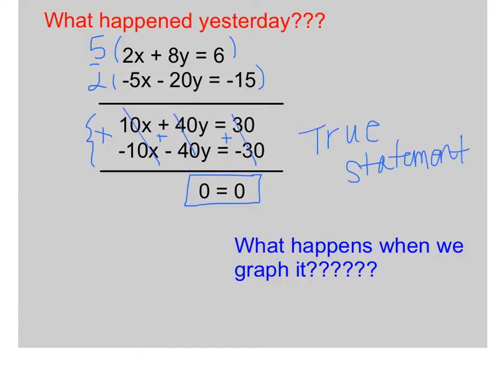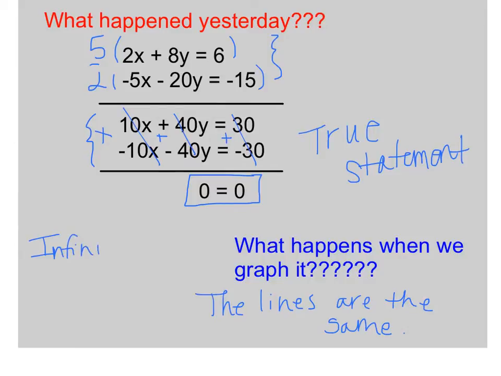And when it's a true statement, what happens when we graph it is the lines are the same. So if we actually put each of these equations into slope-intercept form, they would be the exact same. They would have the same slope, they would have the same y-intercept, and they would be the same line. Therefore, this is an example of an equation that has infinitely many solutions.